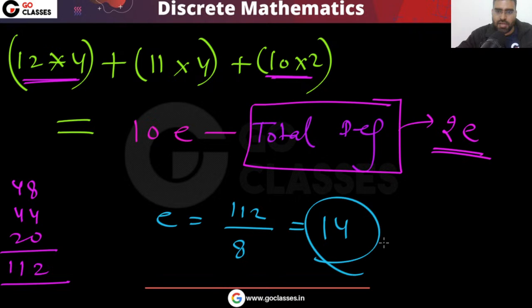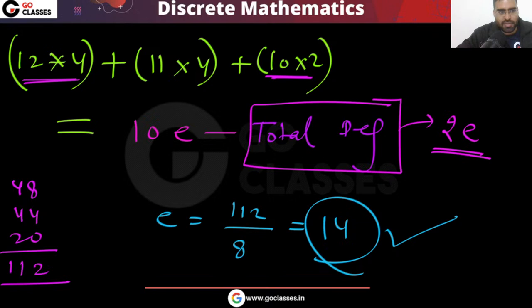The answer will be 14. So this is your Go Classes test series question. So tell me, I hope you understood. This is a new question, right? This type of question has not come in the GATE exam so far. This is a standard question from a standard university.